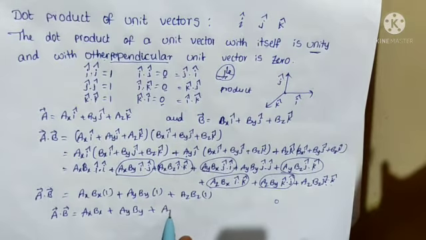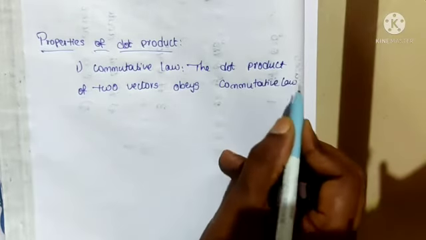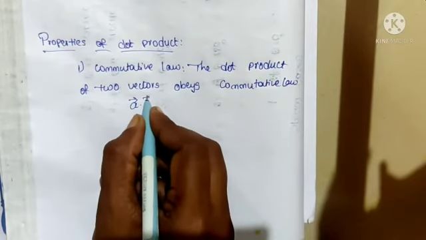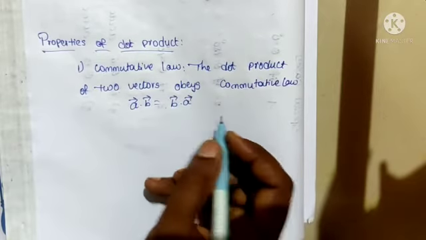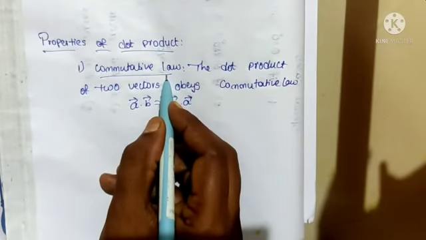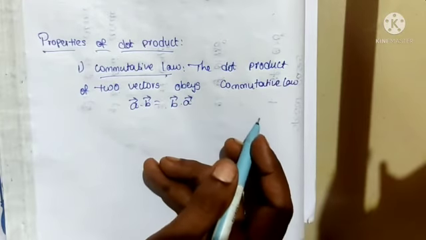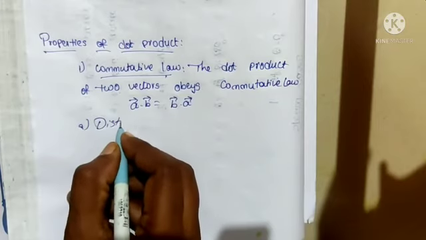Here the important point is, when it is multiplied with the same, meaning itself, it gives 1. Now let us see the properties of dot product. First, the commutative property: the dot product of vectors obeys the commutative law. Commutative law means A bar dot B bar equals B bar dot A bar. So the dot product obeys the commutative law, like i dot j equals j dot i.